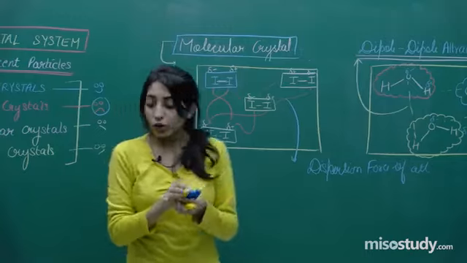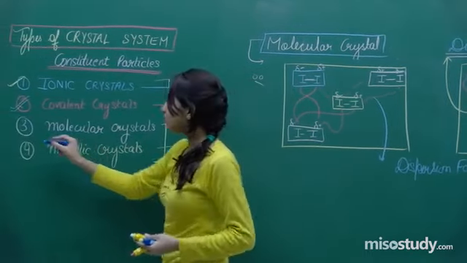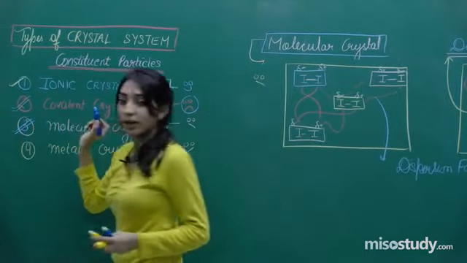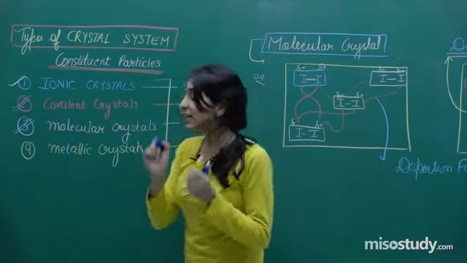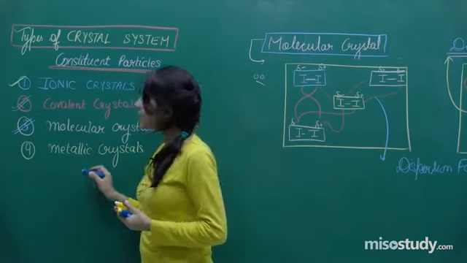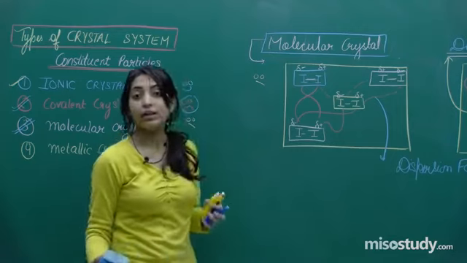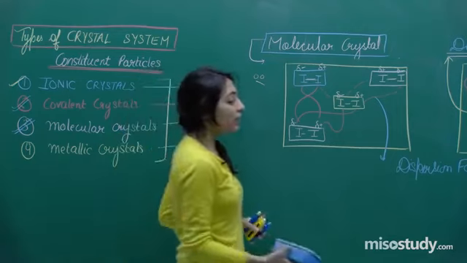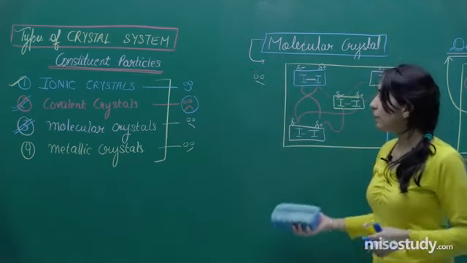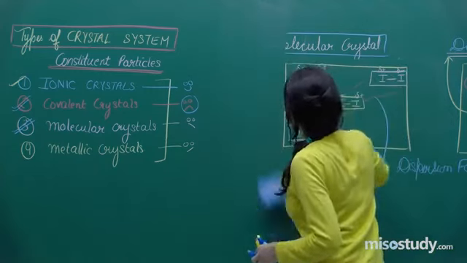Okay. So now let us move on. Finally, moving on to the last category, which is known as metallic crystals. So let us try to understand the details about metallic crystals as well.